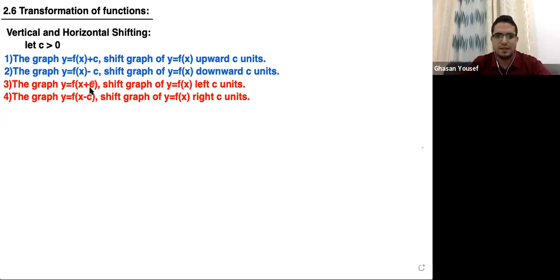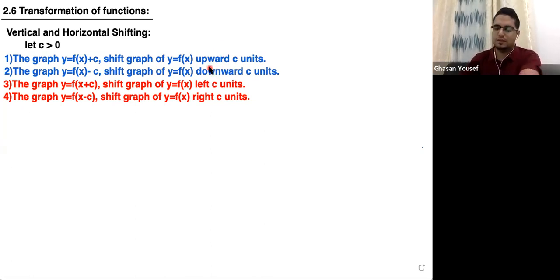But if c is inside the parentheses, inside the function, we shift the original function y equals f of x to the left c units. And if it's negative and inside the parentheses, we shift the original function y equals f of x to the right c units. So if we have a negative here, we shift it to the right. If it's positive, we shift it to the left. If we have a negative outside, we shift the original function y equals f of x downward c units, so down. If it's positive, we shift the original function up.